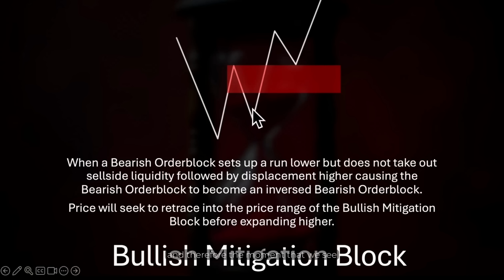And therefore, the moment that we see this displacement leg above this high, it confirms to you that we have in fact formed the low, and now this final upclose candle, which set up this retracement leg, can get utilized as a potential buying opportunity throughout the next retracement leg. This is your bullish mitigation block, and this range can be utilized as a potential entry opportunity.